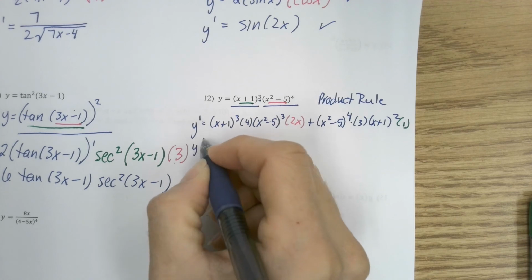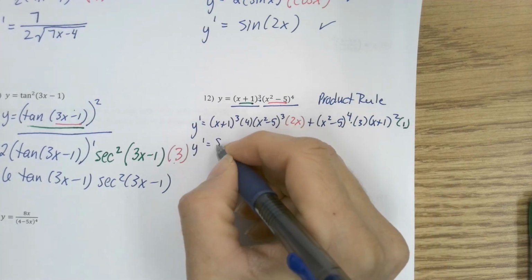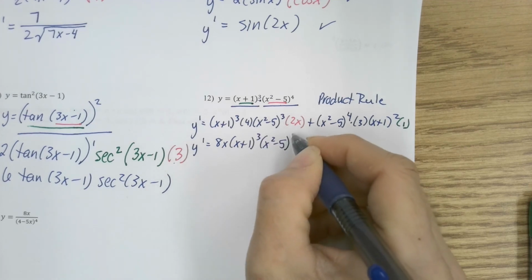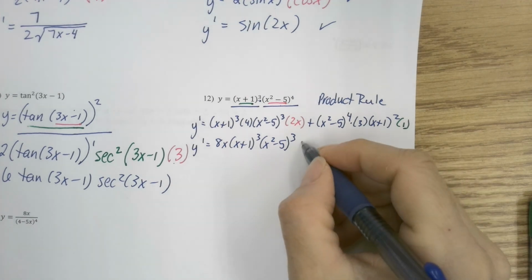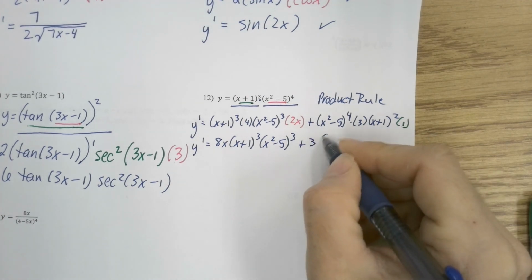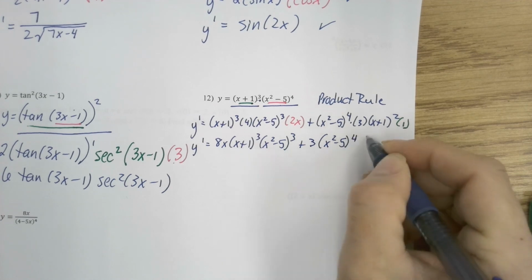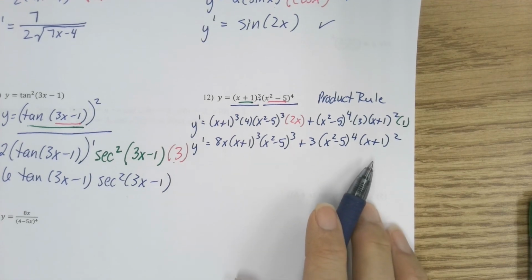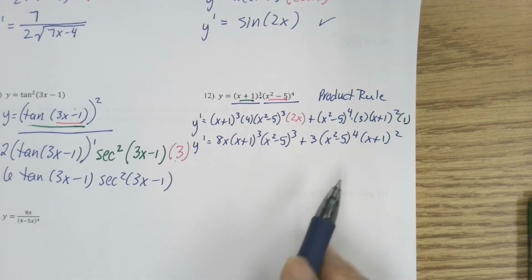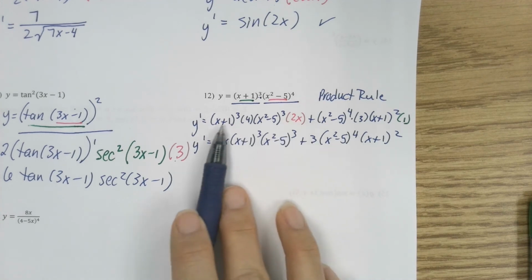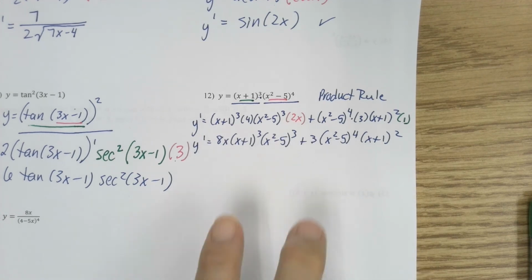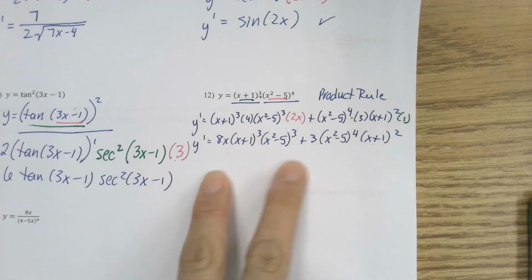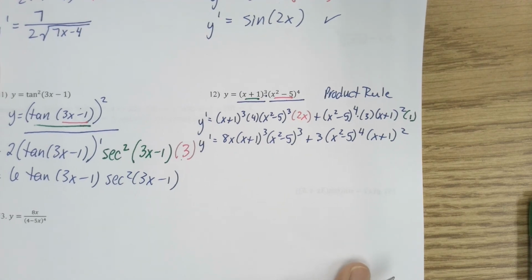So I'm just going to clean this up a little bit. So 4 times 2x is 8x times x plus 1 cubed times x squared minus 5 cubed. And then for my second expression, 1 times 3 is 3 times x squared minus 5 to the fourth times x plus 1 squared. We will stop right there, but I just will give you a heads up that later on in our course, we will have a reason to want to factor this answer. So you can see that there are common binomial expressions, that x squared minus 5 is common, that x plus 1 is common. For right now, you're fine leaving it exactly as it is. Okay.